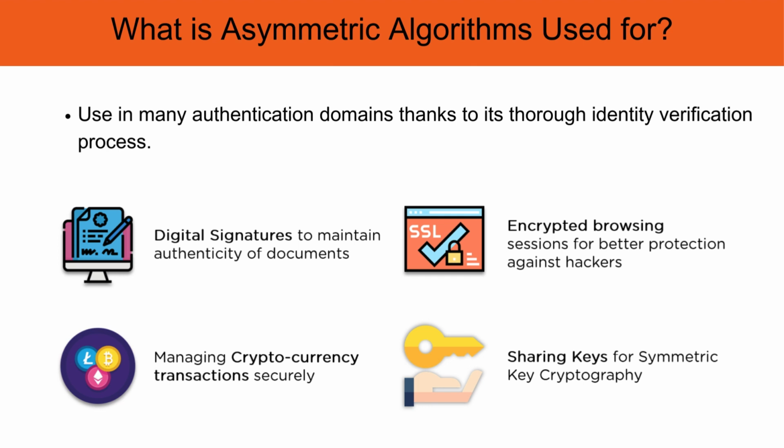So instead of the rather insecure HTTP website format. Cryptocurrency: asymmetric key cryptography uses blockchain technology to authorize cryptocurrency transactions and maintain the integrity of its decentralized architecture. And key sharing: this cryptography category can also be used to exchange secret keys for symmetric encryption, since keeping such keys private is of utmost importance in its system.